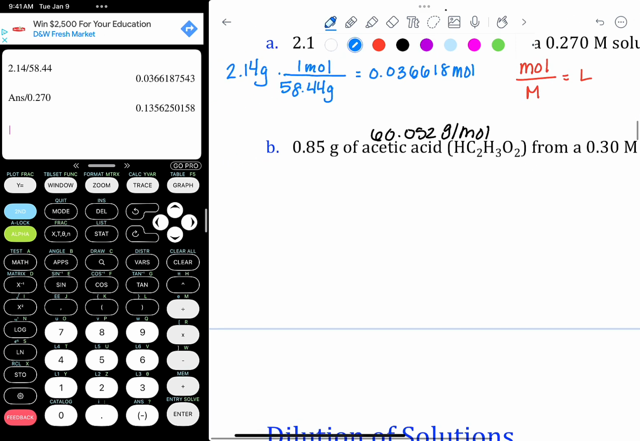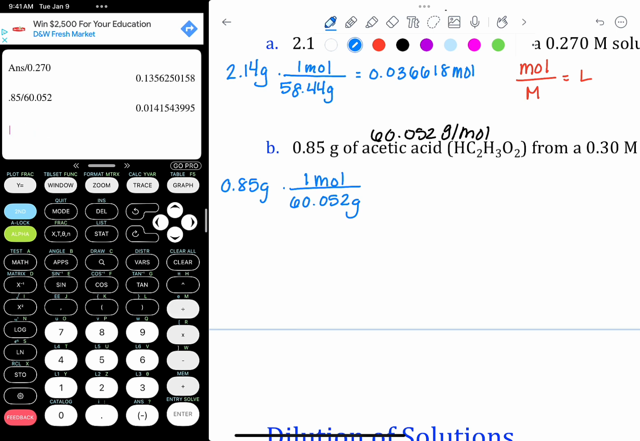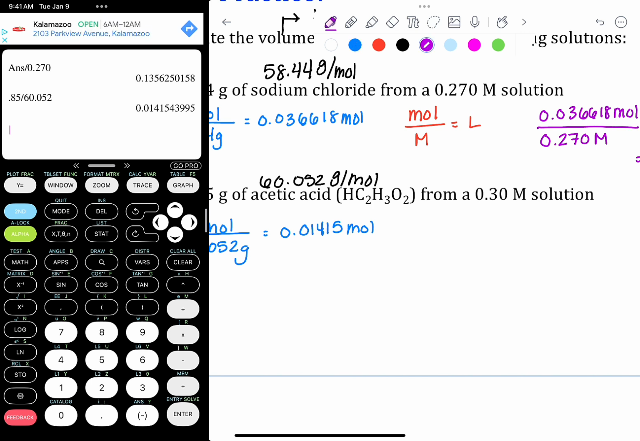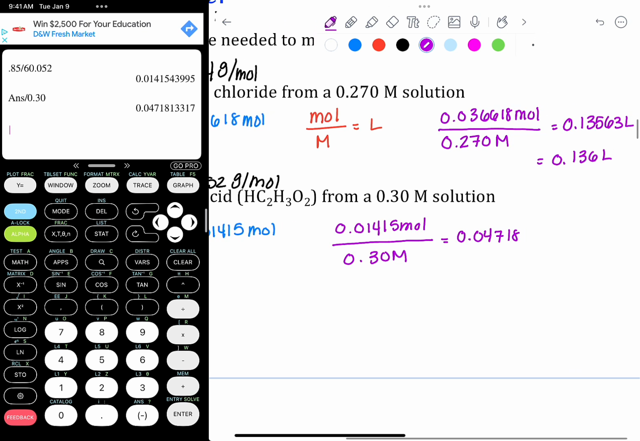Okay, so the next problem we'll solve in a similar way. We'll take that mass, 0.85 grams, divide it by the molar mass, 60.052, and we get 0.01415 moles out. Now that we have moles, we can take 0.01415 moles divided by our concentration of 0.30 molar. Doing that, we get a volume of 0.04718, and that has units of liters.